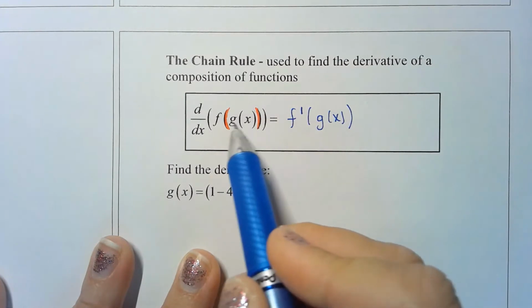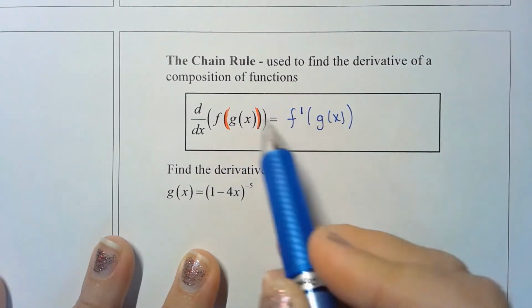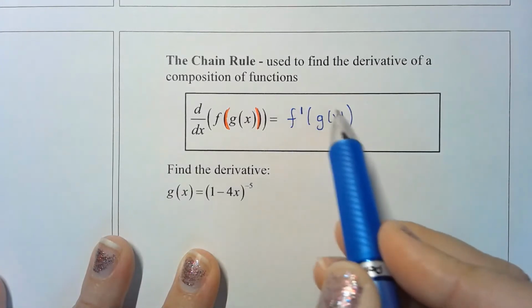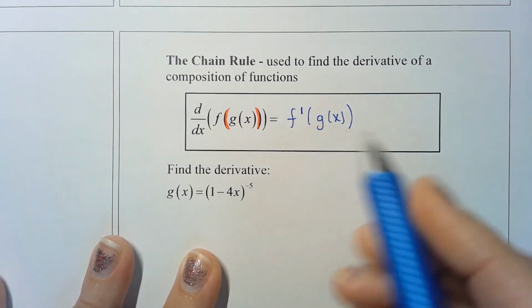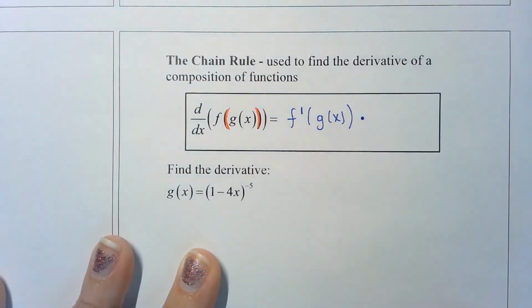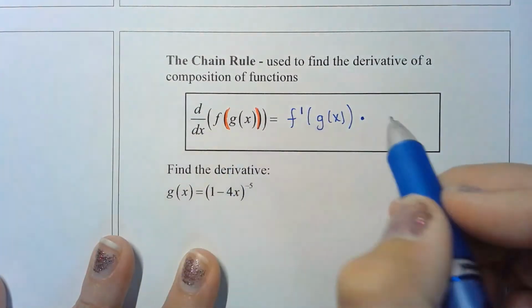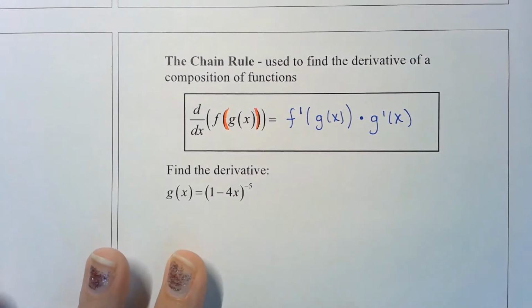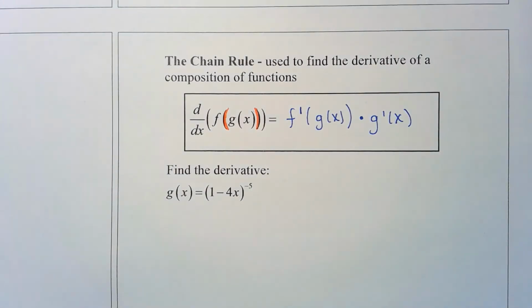So the inside is g of x, it stays as g of x. The only thing I did was to take the derivative of f. So f prime of whatever was on the inside. Then the chain rule says you are going to multiply by the derivative of the inside, which we'll call g prime of x. Okay, so again, the chain rule says start on the outside and work your way in. Okay, so let's take a look at some examples.